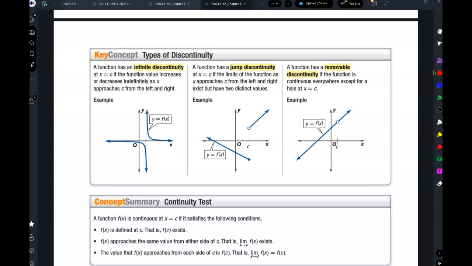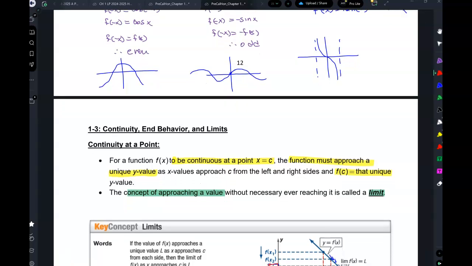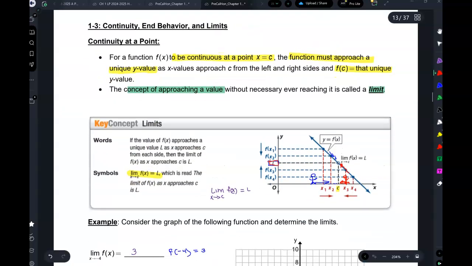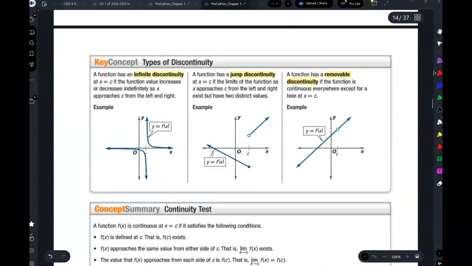Okay, so this lesson is about continuity. But before we talk about what it means to be continuous, let's talk about what it means to not be continuous. Discontinuity. We've seen that word before. There are 3 types of discontinuity that we're going to talk about this year. One is an infinite discontinuity. Basically, this is where you have a vertical asymptote. Okay? So, this is your vertical asymptote.